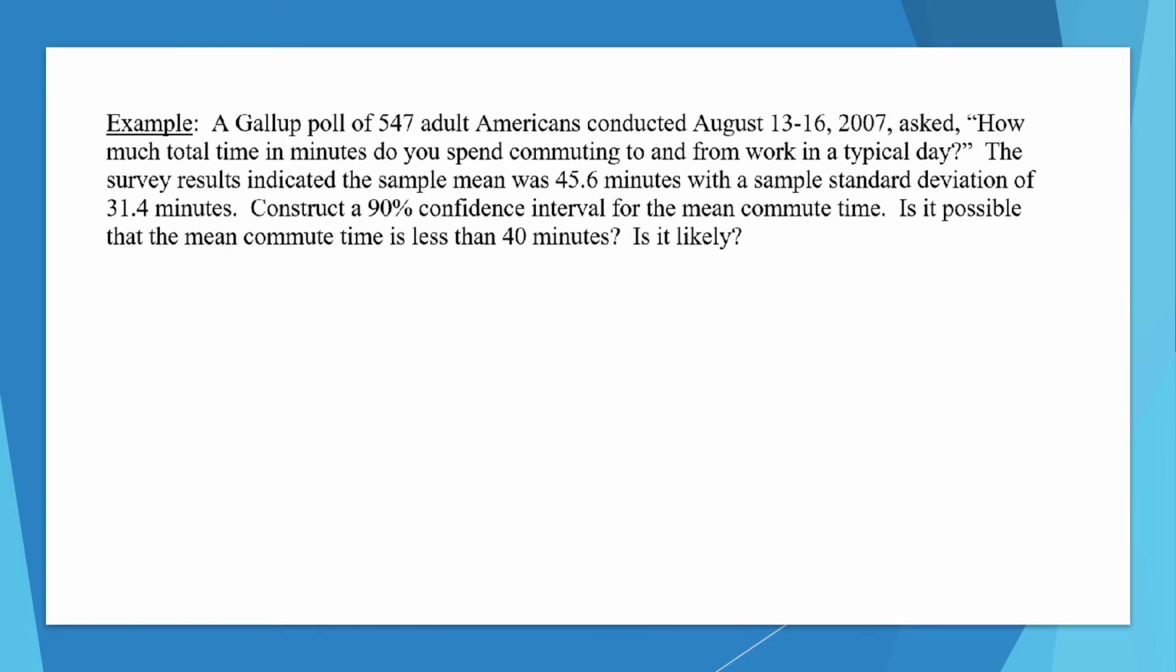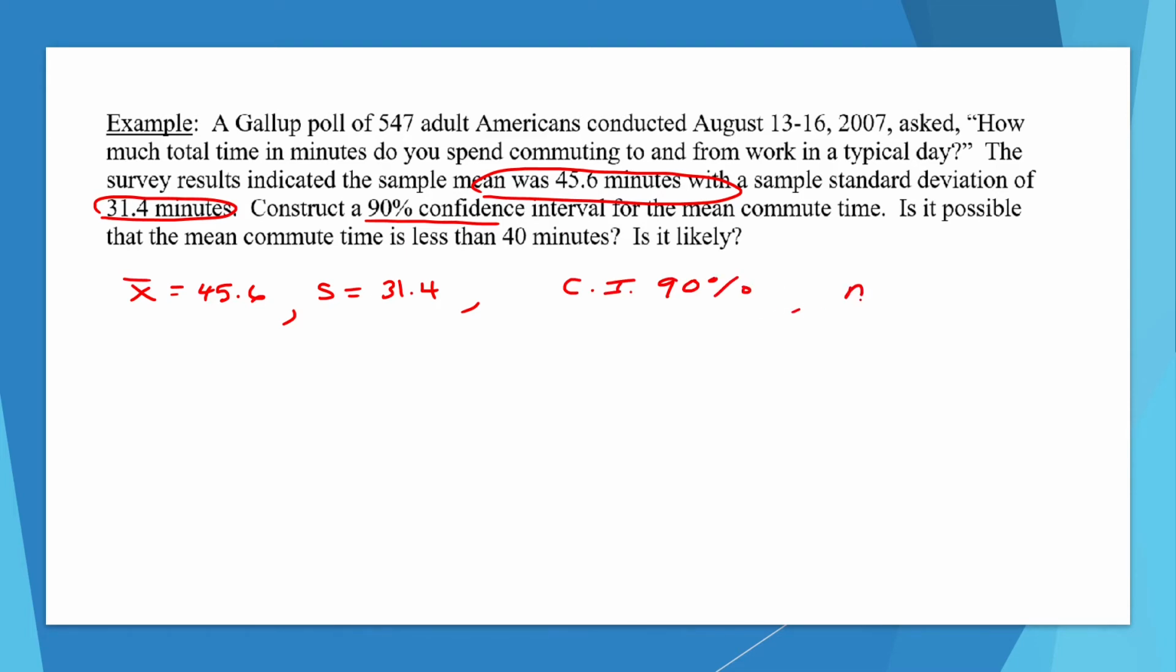Before I begin the problem, I want to look at my variables. We know the sample mean is 45.6 minutes. We know the sample standard deviation is 31.4 minutes. I want to construct a level of confidence of 90%. And the sample size is 547 adults, given here. Now we can enter all of this information into the computer.